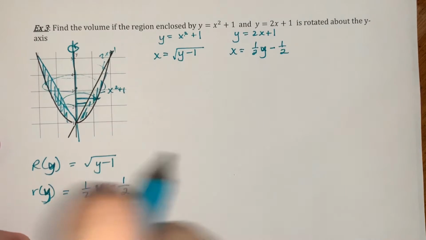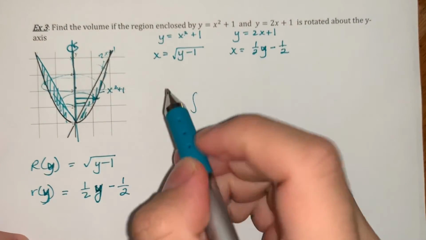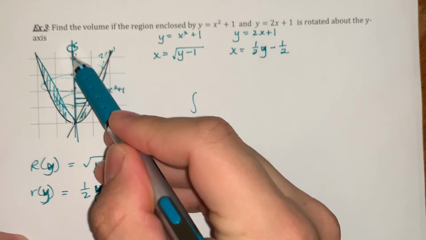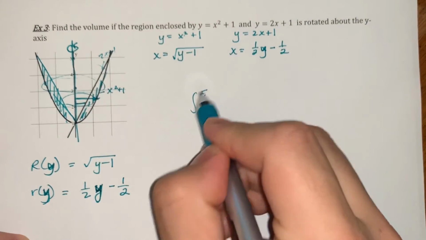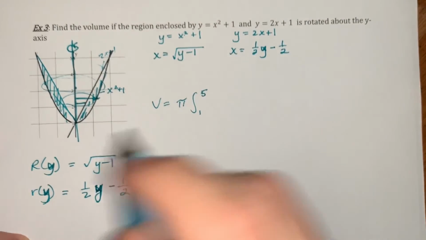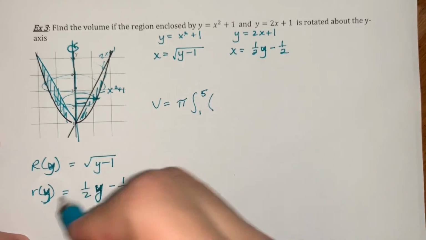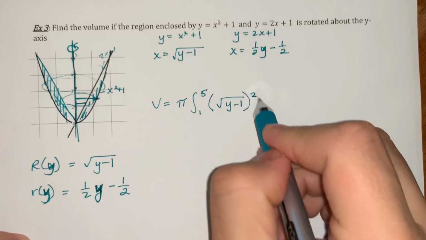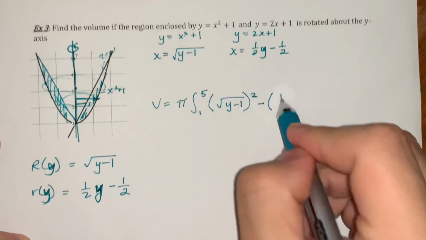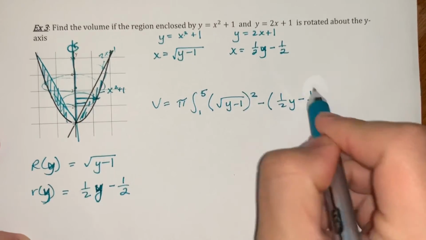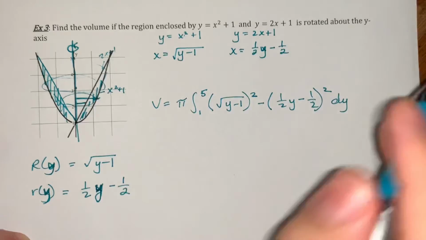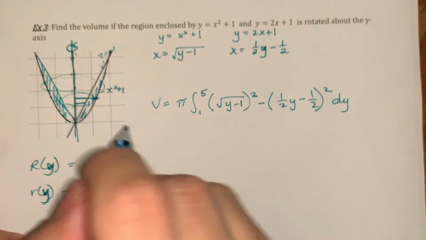And now we're just going to set up our integral. So the integral is going to be from, it looks like it's crossing at y values of 1 and 5. Pi goes on the outside. And then my outer radius squared is the square root of y minus 1 squared, minus my inner radius, 1/2 y minus 1/2 squared, dy. And then I'll let you guys take care of that.